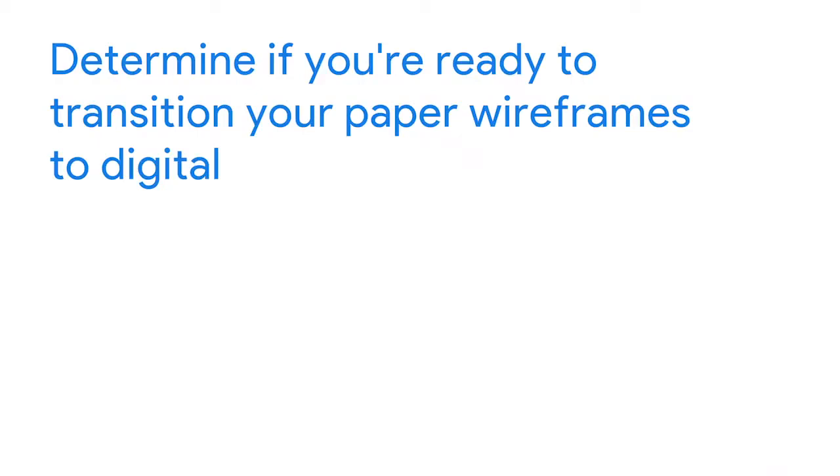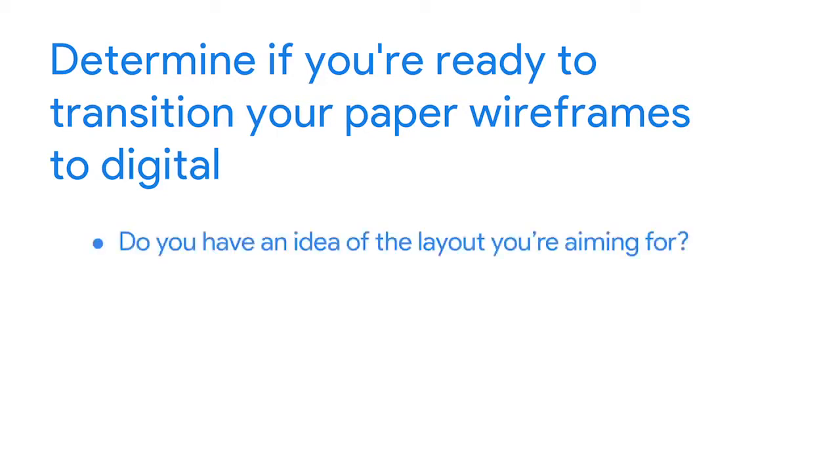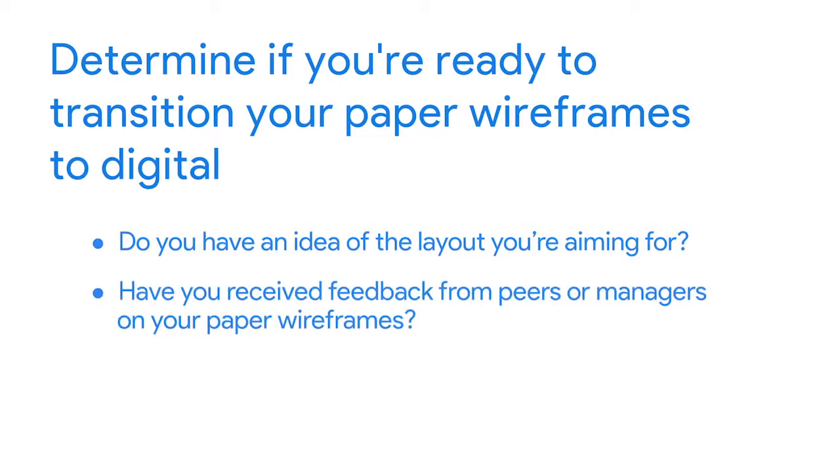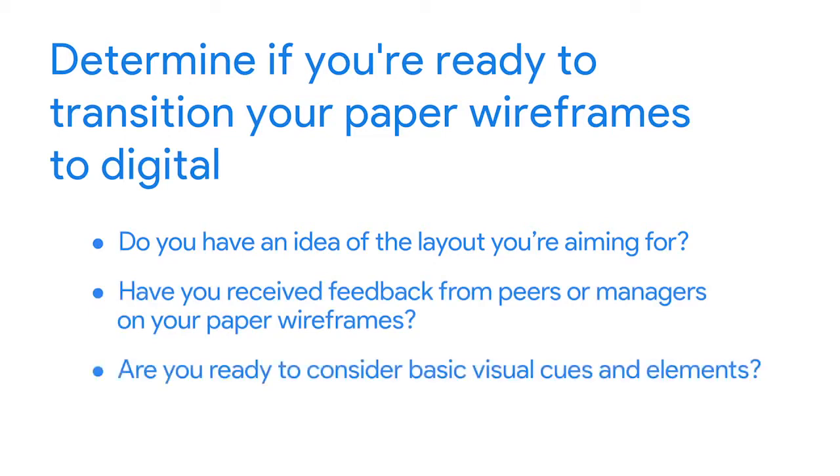To determine if you're ready to transition your paper wireframes to digital, ask yourself a few questions. 1. Do you have an idea of the layout you're aiming for? 2. Have you received feedback from peers or managers on your paper wireframes? And 3. Are you ready to consider basic visual cues like size, text and typography, or other visual elements like content or images? If you answered yes to all 3 of these questions, then you're ready to start creating a digital version of your paper wireframes.